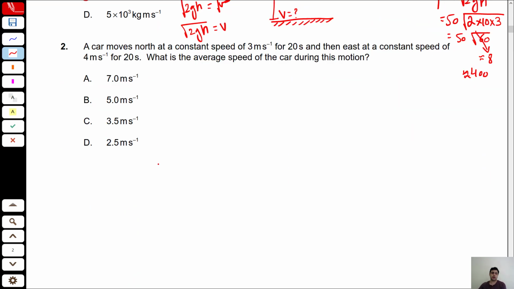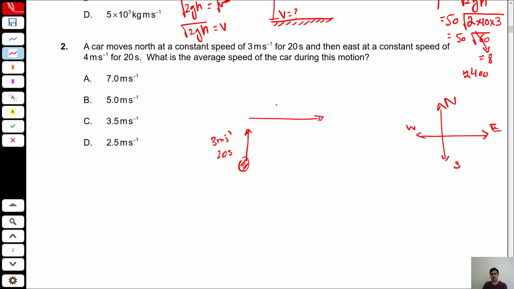Question number 2. A car moves to the north, and north, east, west is involved, so we have N, E, W, S. At a constant speed, so there's a car here. This car moves north at a constant speed of 3 meters per second for 20 seconds. And then it moves east at a speed of 4 meters per second for 20 seconds. When it reaches there, what is the average speed?